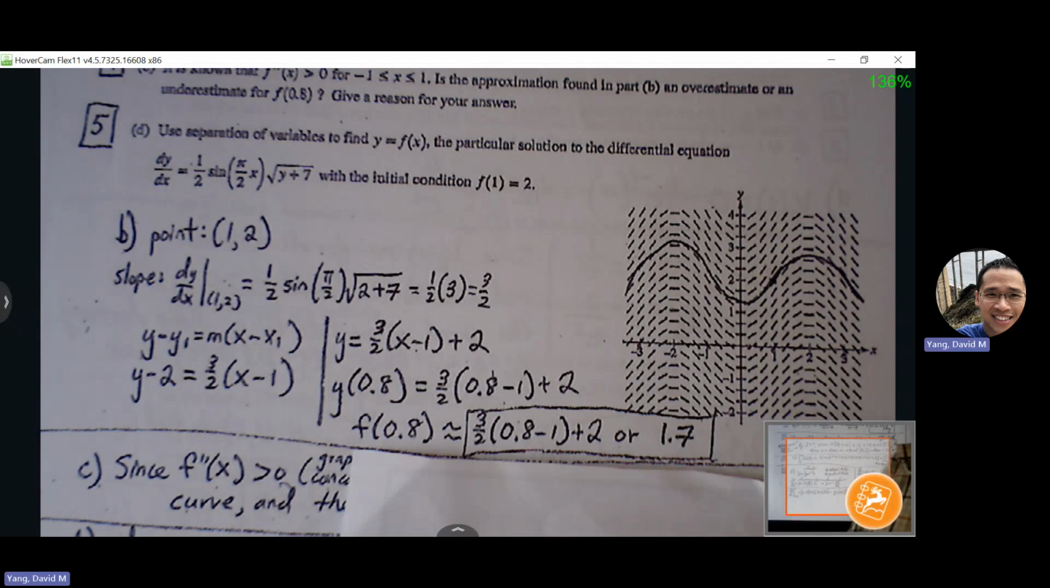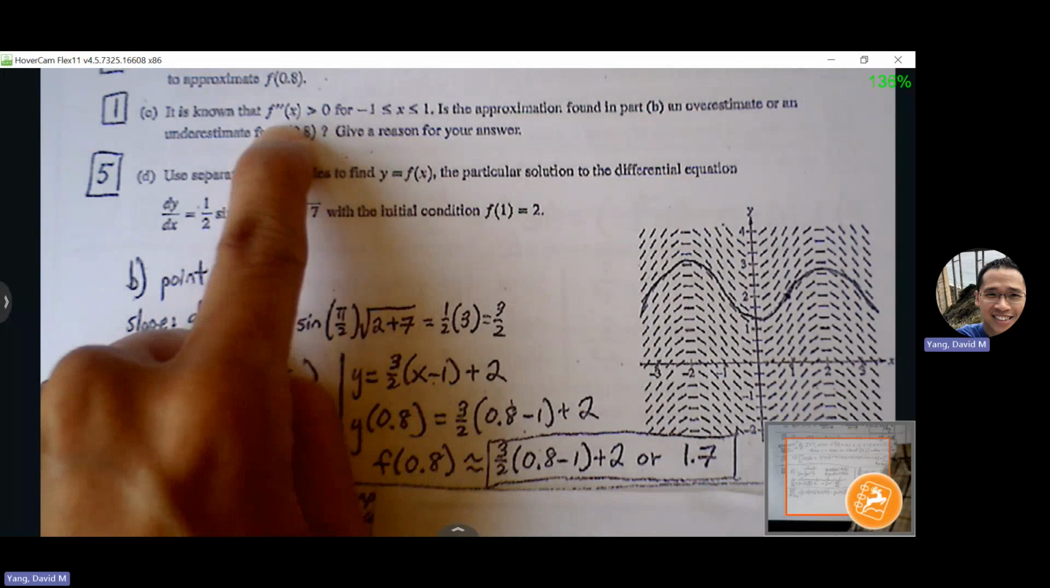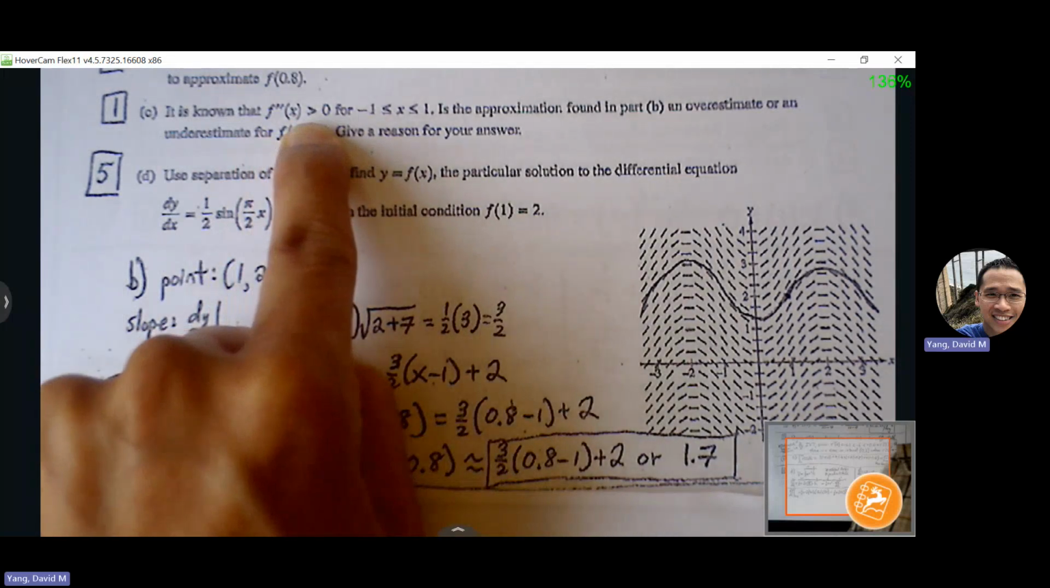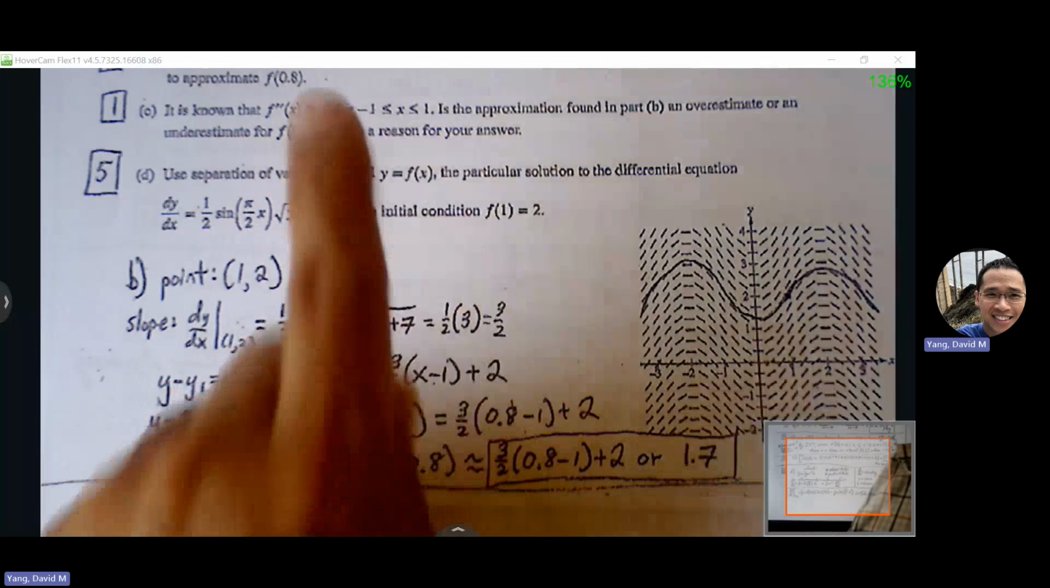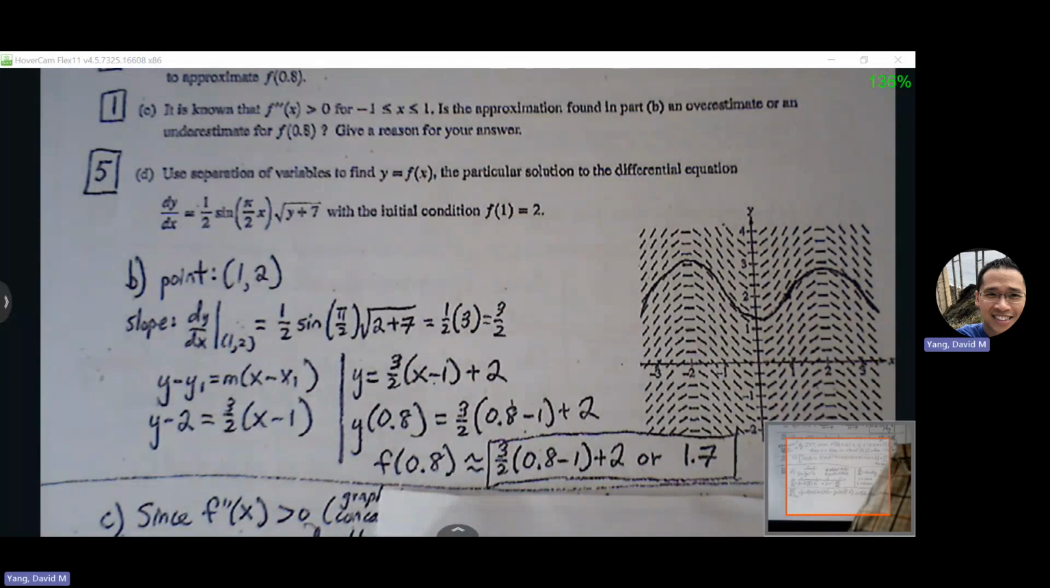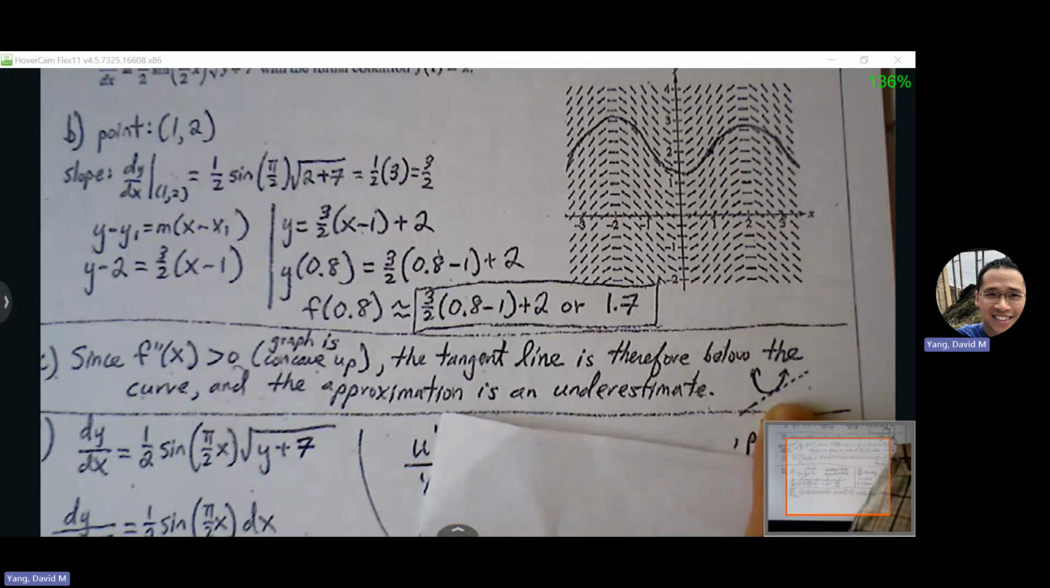Okay, part C. Since f double prime is greater than 0, so what does that mean? What does that mean for the shape of the graph? Concave up, yeah. So is the approximation over or under approximation? So if my graph is concave up, how is my linear approximation going to look? Will it be under the curve or above the curve? Under, yeah. So concave up is going to have this shape. So my line is going to be, no matter where I draw the line, if it's a tangent line, it's got to sit below the curve.